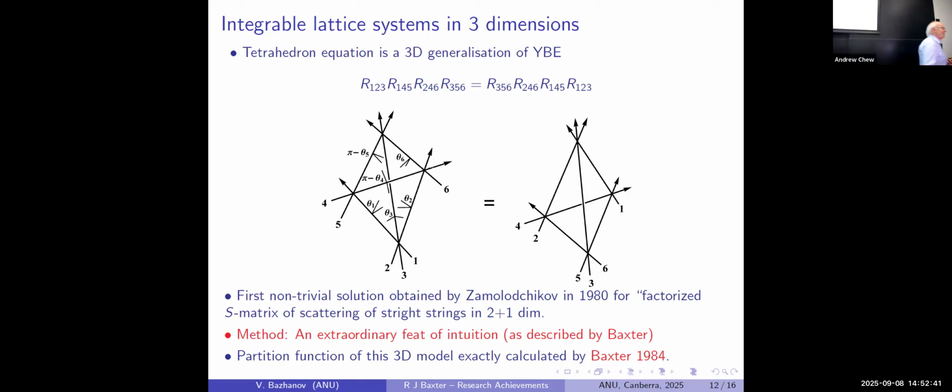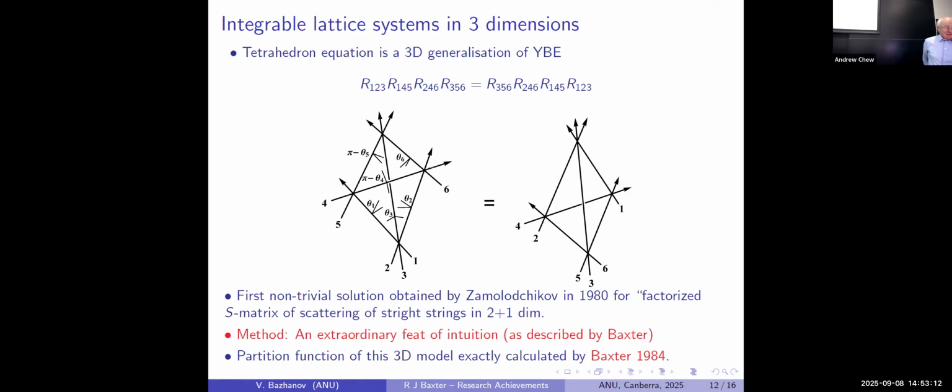Okay, actually, as far as I know, there was no proof in the paper. The solution was presented, and when Rodney read the paper, he was quite excited. He described that method as an extraordinary feat of intuition. And Rodney had to prove it, and he did it successfully.